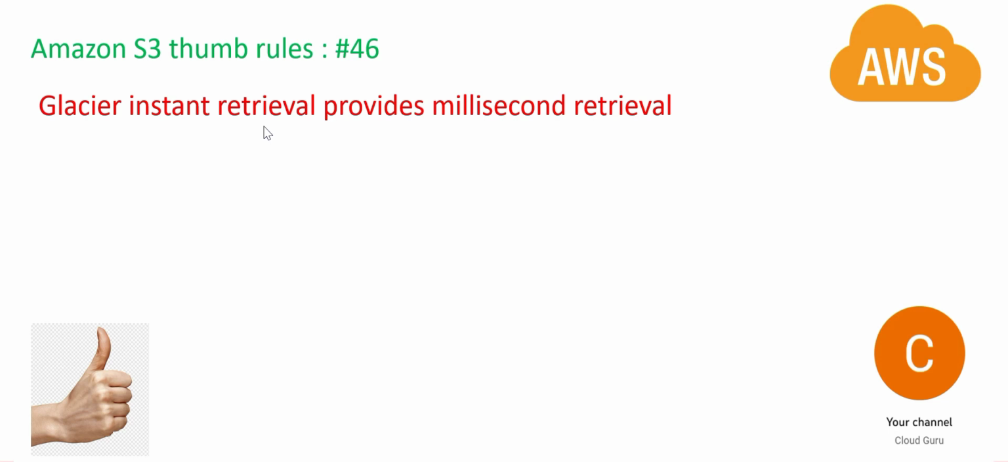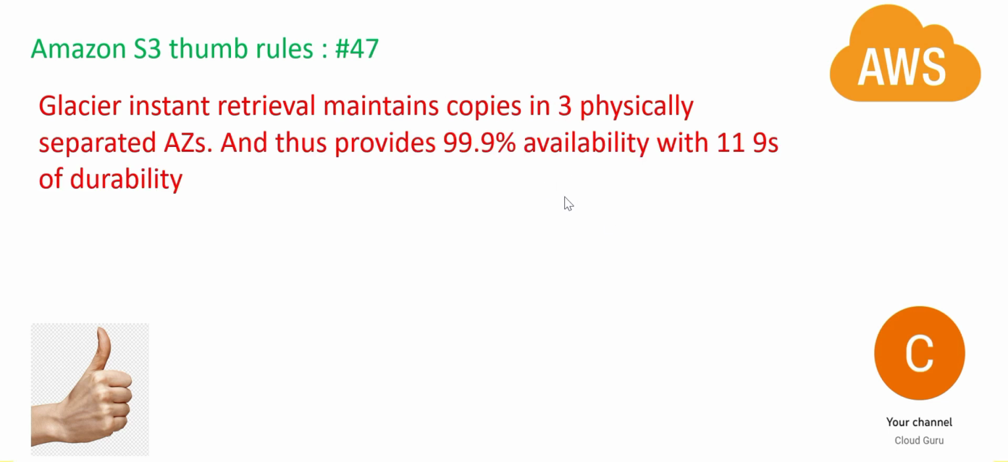It is relatively costlier than the other storage classes of Glacier, but it will provide you millisecond retrieval. It also maintains 3 copies, one each in availability zones which are physically located differently, and it provides 99.9% availability with 11 nines of durability.